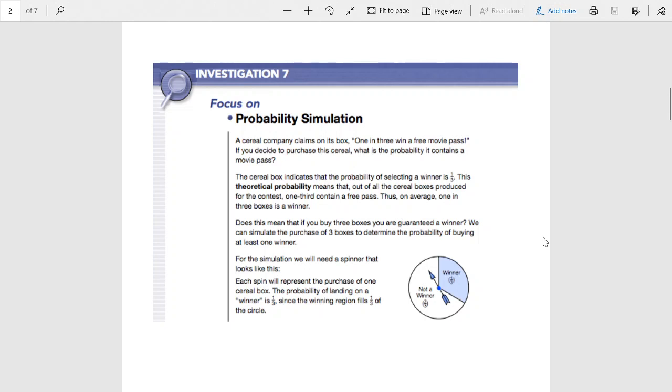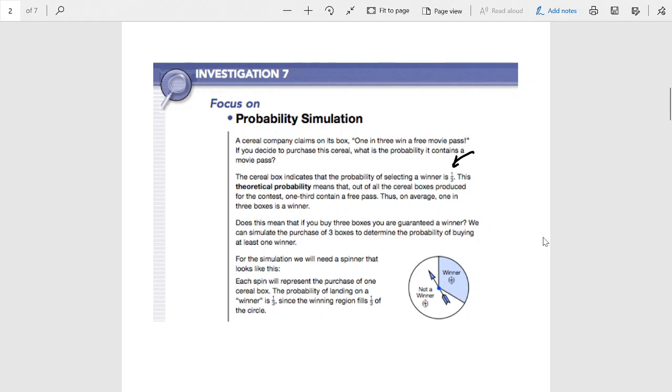So a cereal company claims on the box 1 in 3 win a free movie pass. If you decide to purchase the cereal, what is the probability it contains a movie pass? The cereal box indicates that the probability is 1/3. That's theoretical, which means out of all of the cereal boxes produced for the context, a third contain a free pass. So on average, 1 in 3 boxes is a winner.